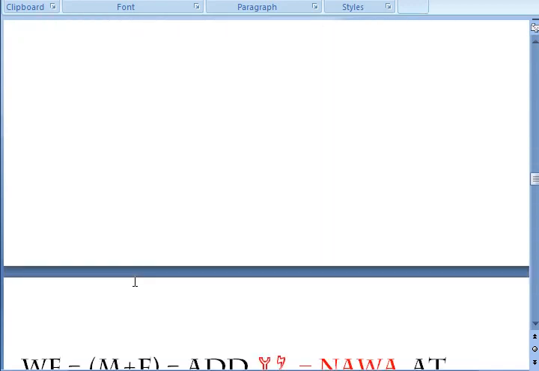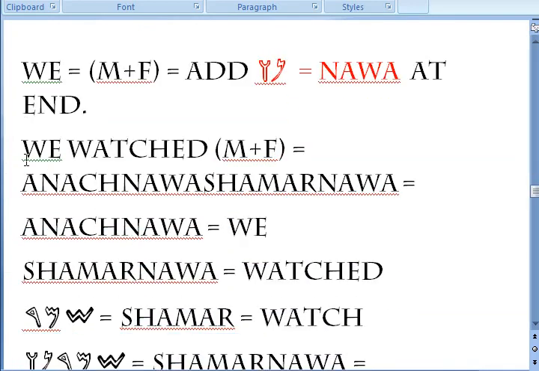All right. Now the next one is we. We, male or female, you add a nawa at the end of the word. For example, we watched, male or female, anach nawa, shamar nawa. Anach nawa is we, shamar nawa is watched. So basically all you do for we is you will add the nawa at the end of the word, and that would make it watched, letting you know that it's we.